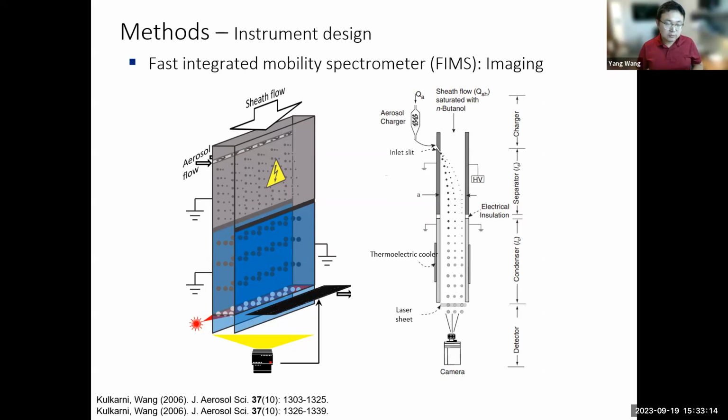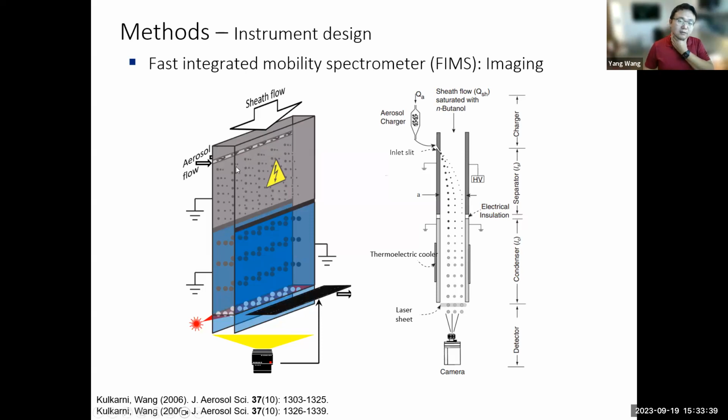The instrument that they created, they named it the Fast Integrated Mobility Spectrometer, or the FIMS. The FIMS is actually combining electrostatic classification, condensational growth, and imaging, right? They use a high-speed CCD camera to directly see these particles. Here I'll briefly introduce how it works.